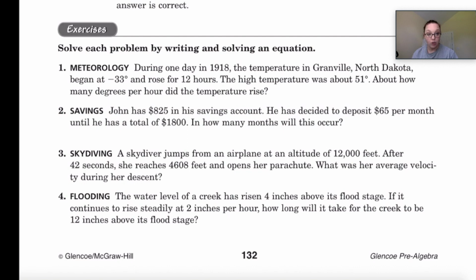Okay, so let's look at the first problem. And for these problems, you may want to use a calculator to help you. But the calculator isn't going to solve an equation for you. The calculator is just going to be there to help you with the computation.